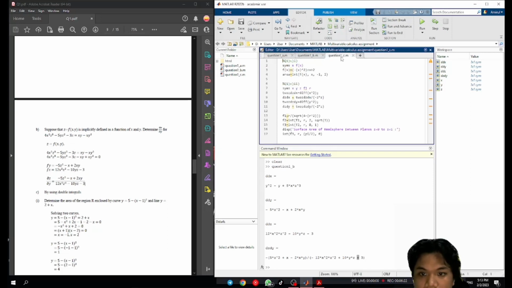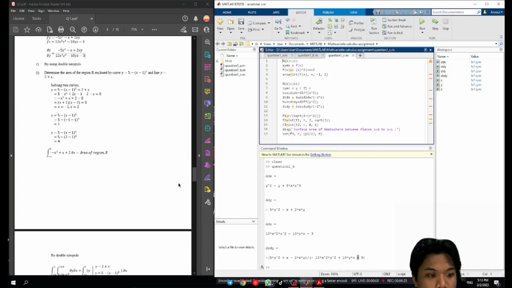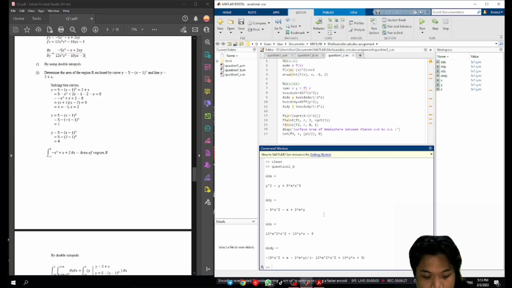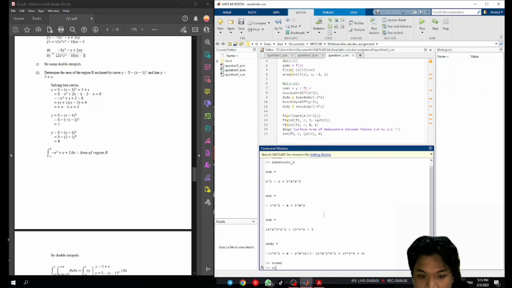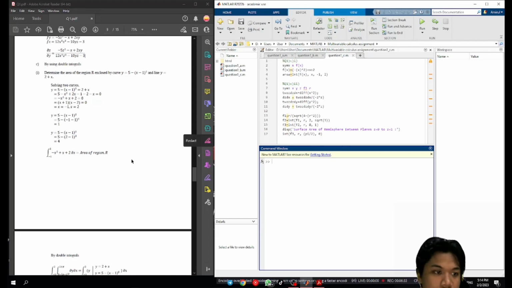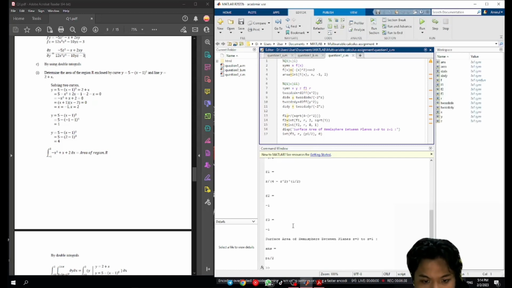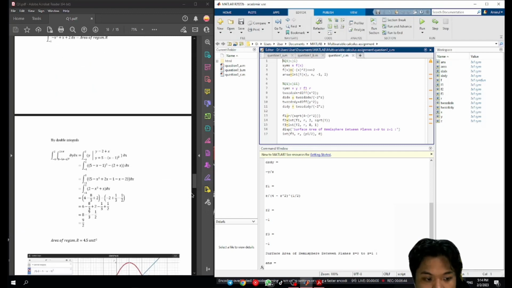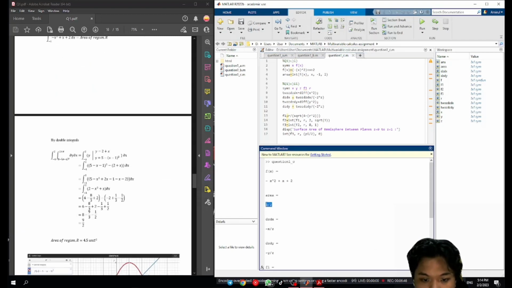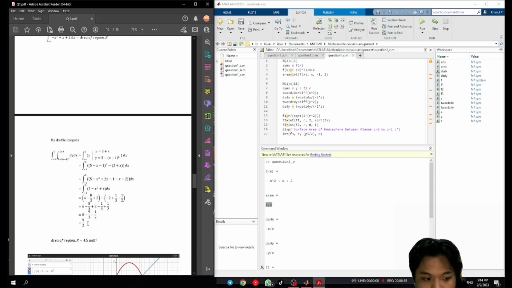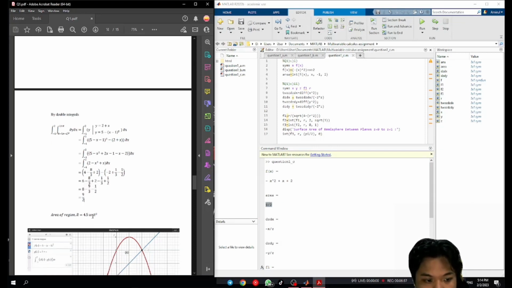So this one, 1c, using double integrals. Okay, for part 1, until here, we'll get 9 over 2. Same, 9 over 2 unit square. So I simplify it, but it is 4.5 unit square.